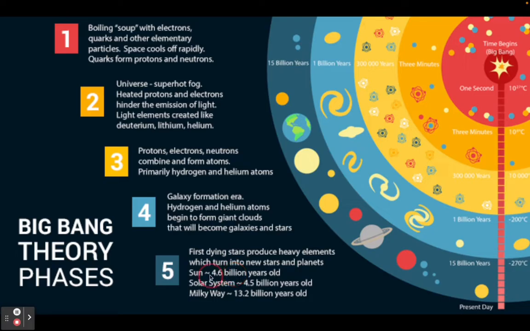Our sun is about 4.6 billion years old. The solar system is 4.5 billion years old. And the Milky Way is about 13.2 billion years old. Okay, so that's the 5 phases.